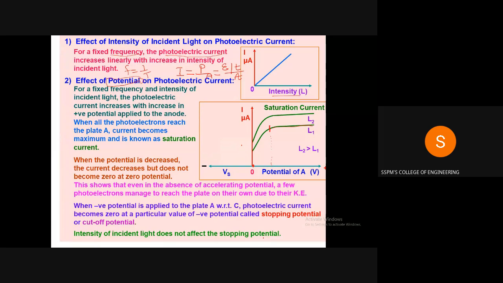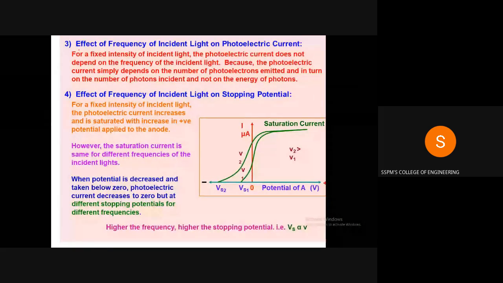Next, the third point, effect of frequency of incident light on photoelectric current. Effect of frequency of incident light, frequency change झाली की त्याची एनर्जी चेंज होणार. फोटॉन्सची फ्रिक्वेन्सी जर चेंज झाली तर त्याची एनर्जी चेंज होणार. मग त्याचा फोटो इलेक्ट्रिक करंट जो काही आपण ऑब्झर्व करतोय त्याच्यावरती इफेक्ट कसा होणार.